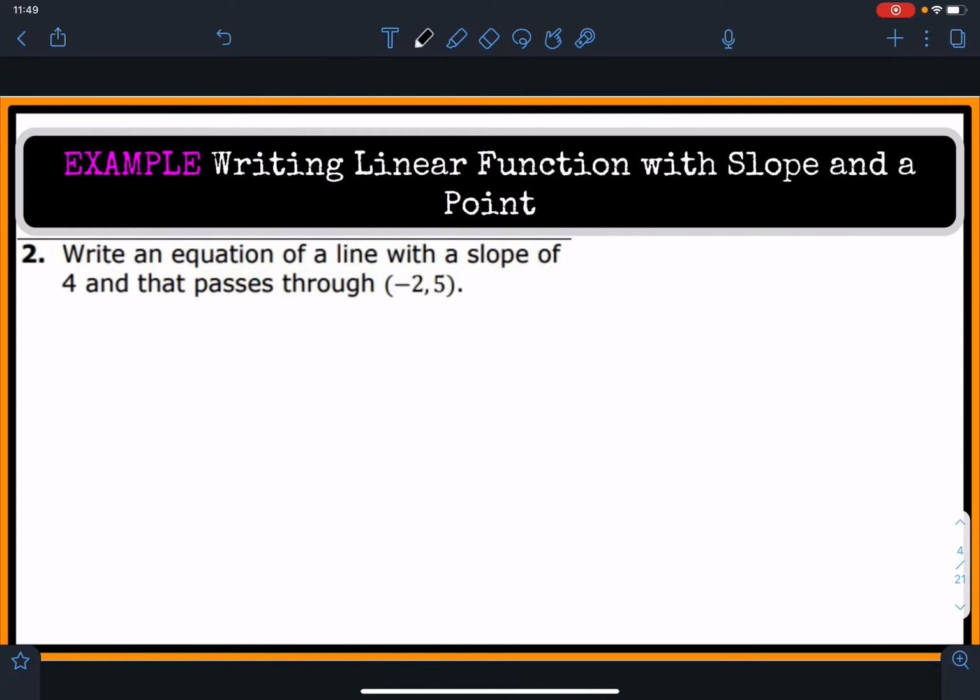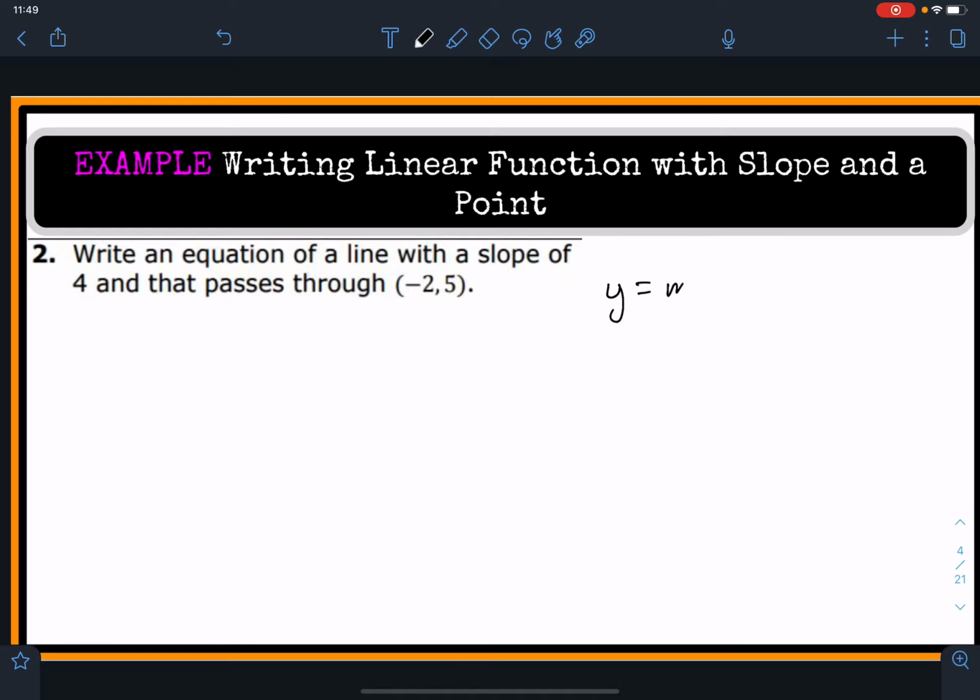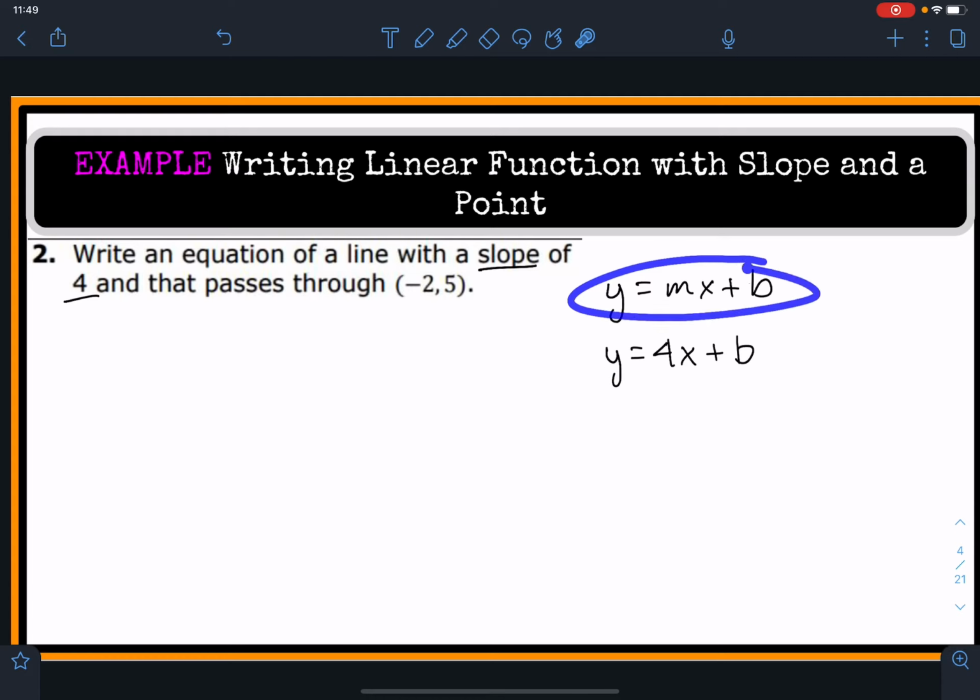In our second example, we're going to go over how to write the equation of a line when we're given the second scenario, a slope and a point. Well, since we have the equation y is equal to mx plus b, we already know that the value of m is going to be the number 4, because it's given to us. We're told that the slope is 4. The only thing that we do not know is what the value of b is. So I'm going to use this equation, y is equal to mx plus b, to solve for the y-intercept, for this value of b.